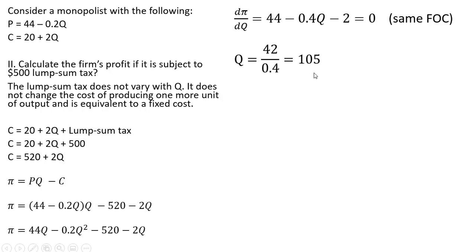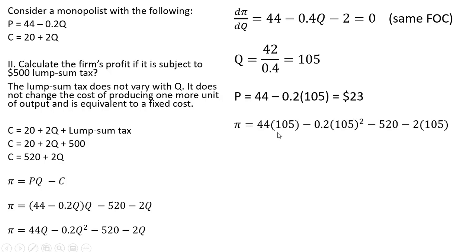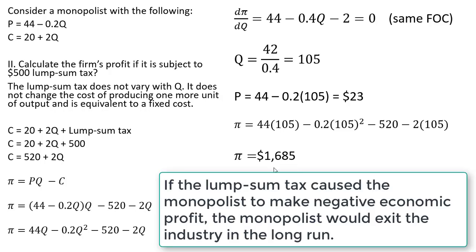So the output is unchanged, the profit maximizing output is unchanged, the profit maximizing price is unchanged. The profit will of course be lower because now we have to subtract out this additional $500 from profit. So our profits will be exactly $500 less in this example. But other than that, the profit maximizing quantity and price is unchanged.